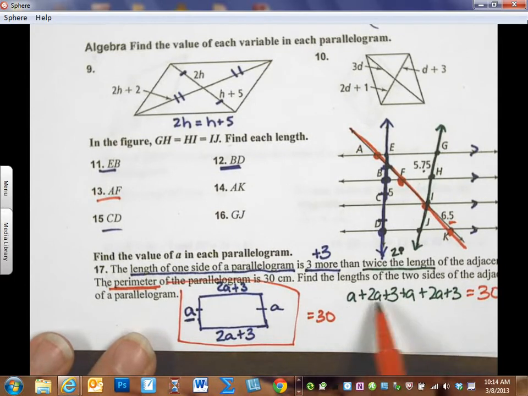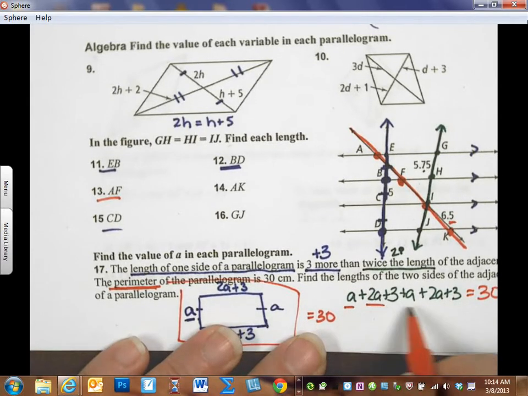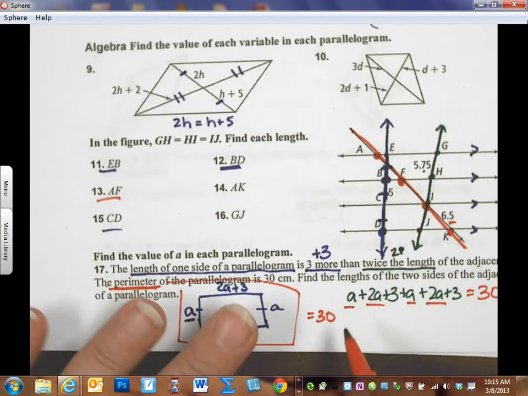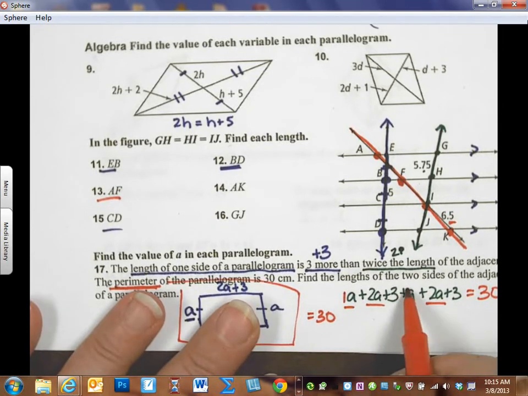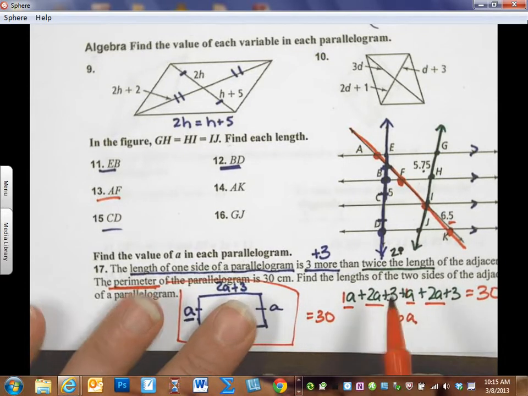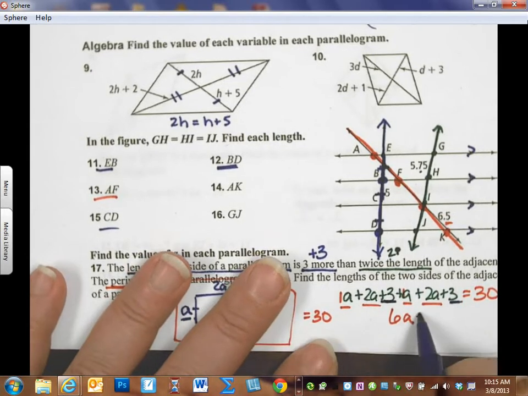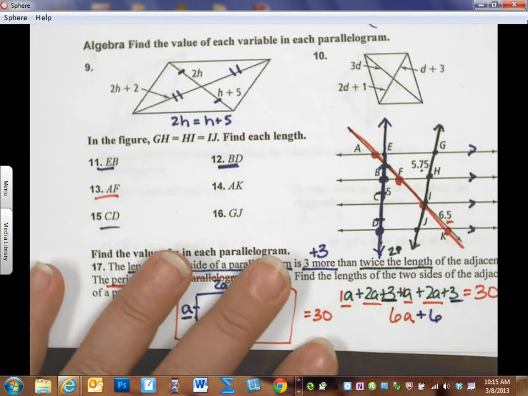I have 6A. Combine your A's together. Isn't there an invisible 1 in front of that A? So it'd be 1 plus 2 is 3, plus 1, plus 2. So we have 6A. The 3 doesn't count with those, because they're different. And then there's 3 and 3, so we add 6. And that is all equal to 30.